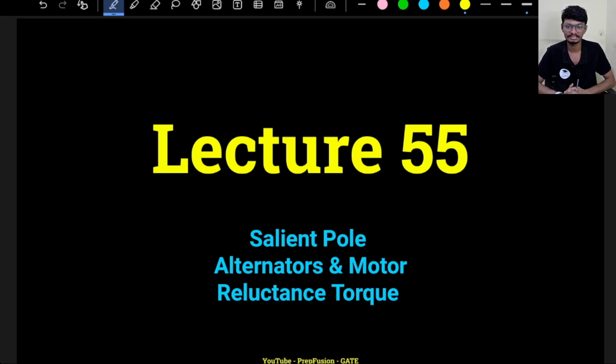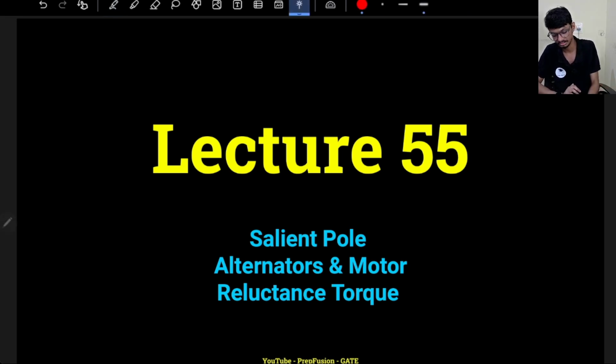So today we will discuss a new type of rotor construction, that is the salient pole rotor. We had already covered the cylindrical pole rotor. Now we will cover the salient pole rotor.